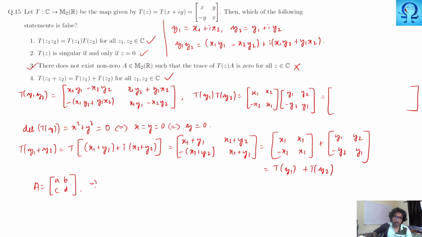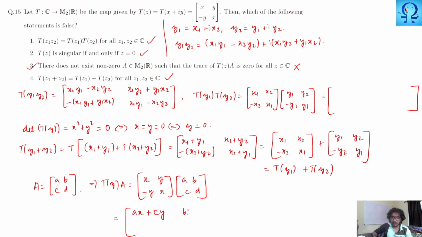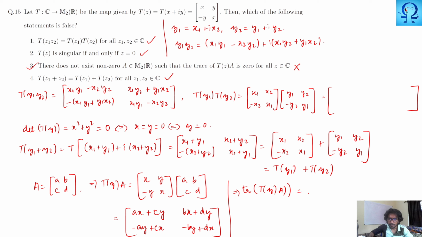Okay, multiply it with T of Z. So you would have X, Y, minus Y, X, and then A, B, C, D. So this is going to give you AX plus CY, and this would be BX plus DY, and this would be minus AY plus CX, and this would be minus BY plus DX.